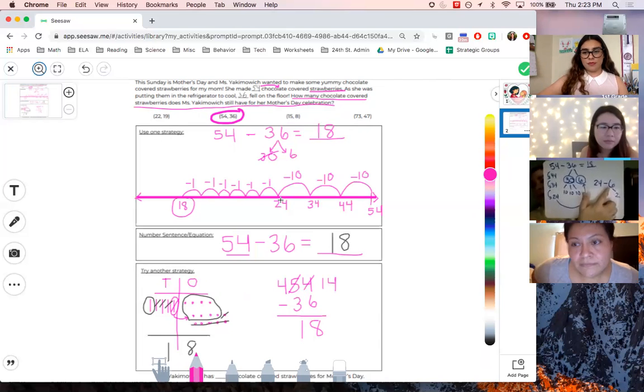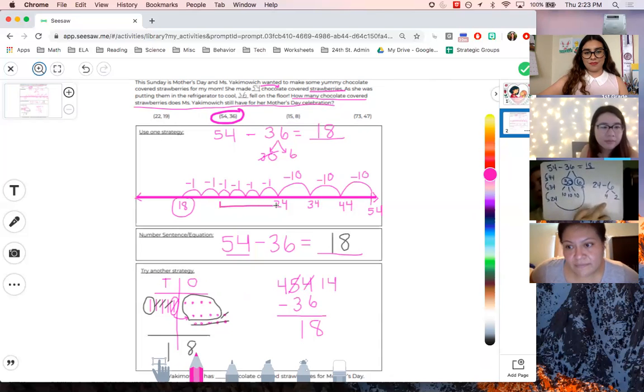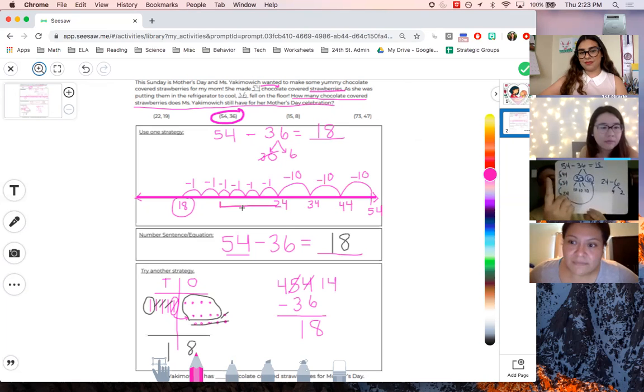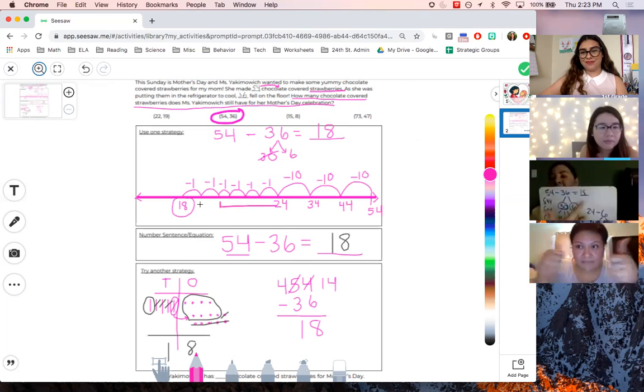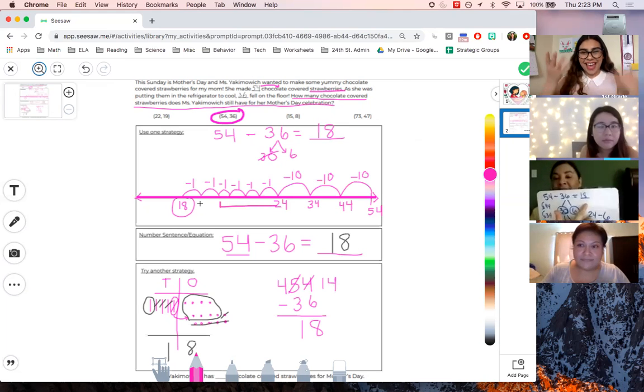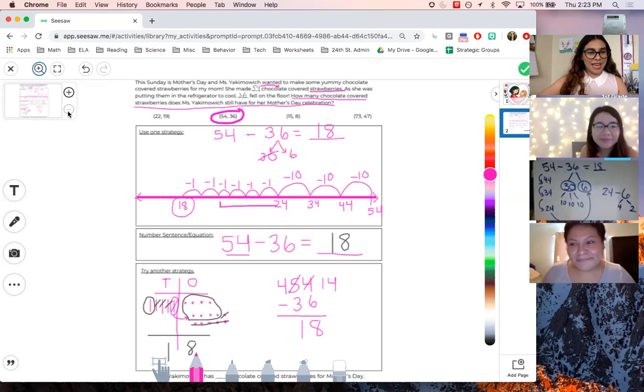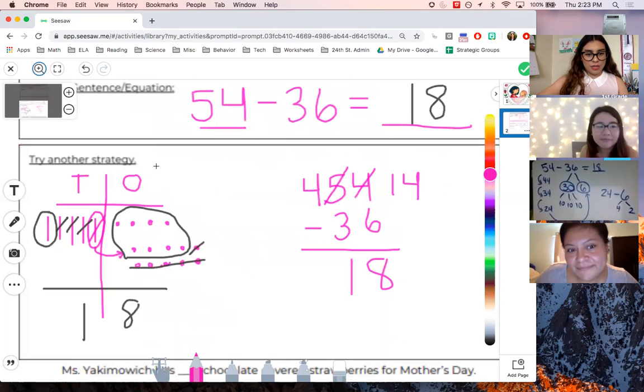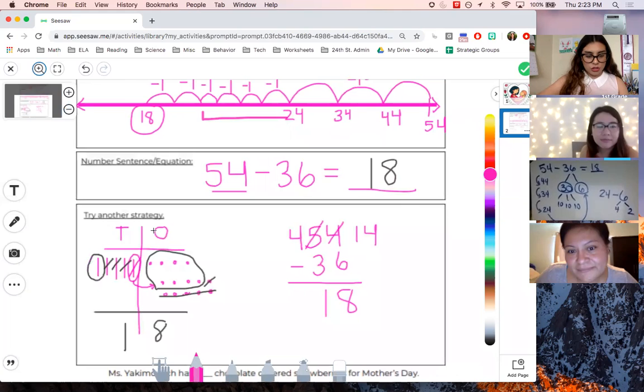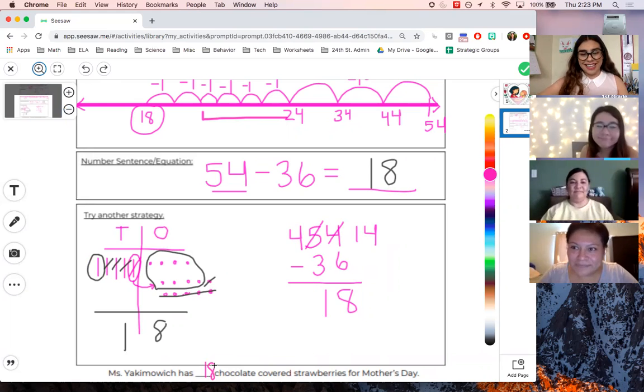And I also decomposed that 6 to a 4 and a 2. Because I know in my head, 24 minus 4 will give me 20. Take away 2 more, so that's 20, 19, 18. So my total is also going to be 18 left. Yay! All right, so now let me zoom in a little bit closer here. I was trying to get this sentence here. I know it's really hard. So, not 17, 18. All right, so Ms. Yakimowicz has 18 chocolate covered strawberries for Mother's Day.